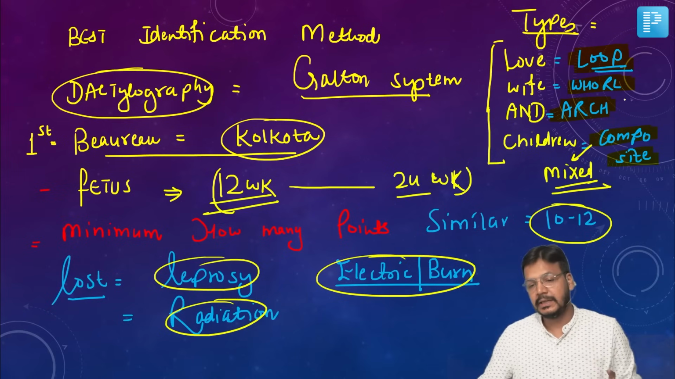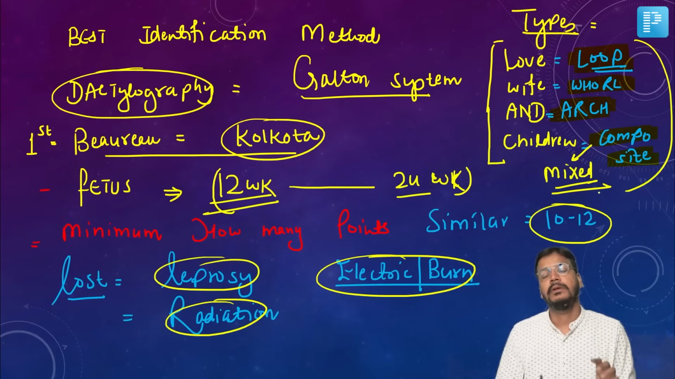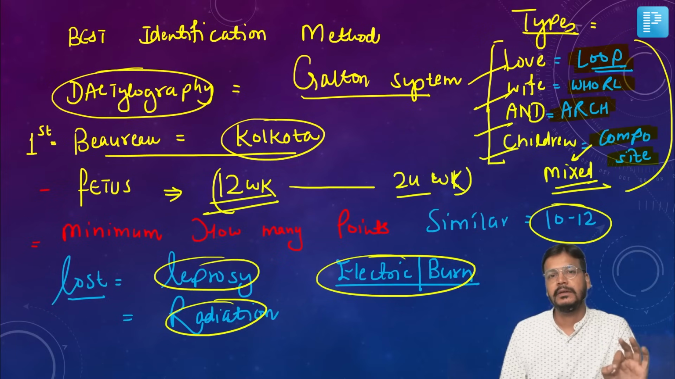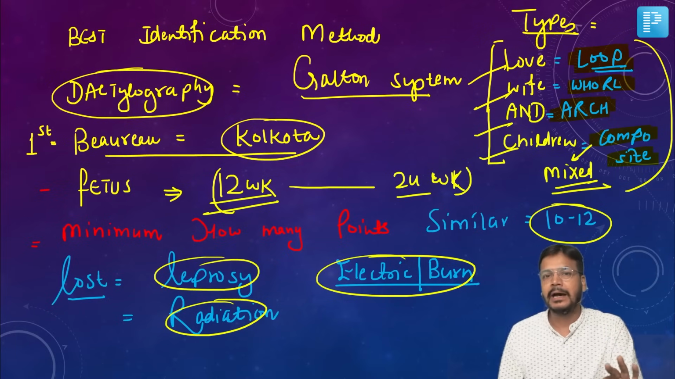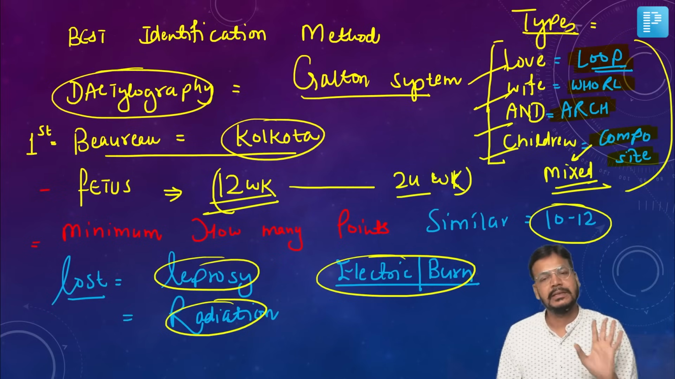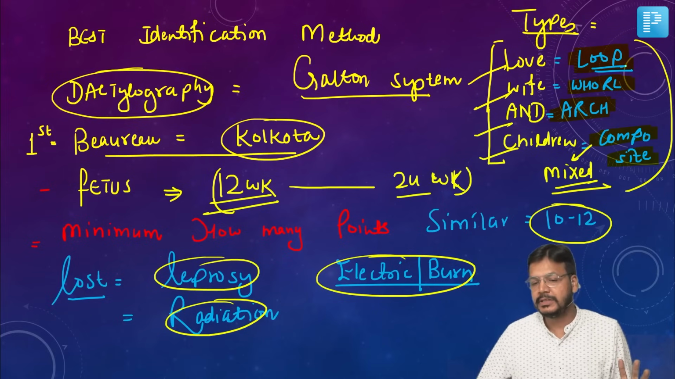And sir, what are the types of fingerprint we have? Love, wife and children. Love is loop variety, wife is whirl and arch, children is composite. Most common is loop and least common is composite. Composite is a mixed variety.